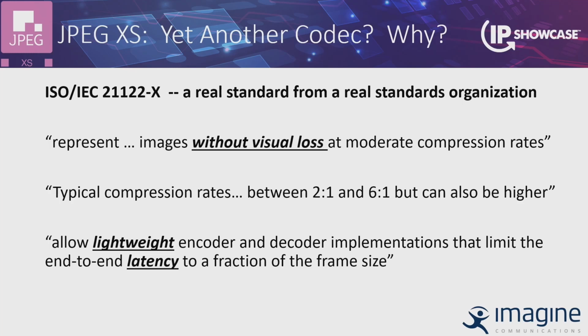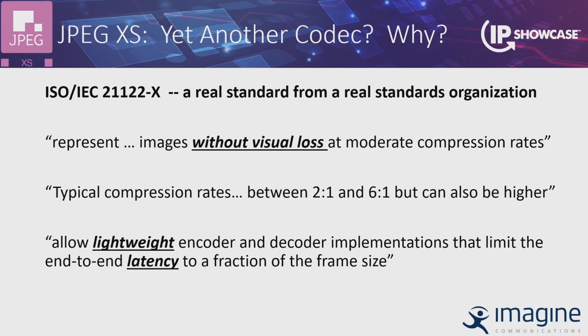So what was the goal of the JPEG-XS process? Because this process we've all followed, it's gone on for a number of years. The goal of the process, and this is from the abstract of the standard itself, is to represent images without visual loss at moderate compression rates. Now, those are all qualified statements. What do you mean without visual loss? Well, that's in the eye of the beholder. But you can choose the bit rate you run at to make it be true for you.